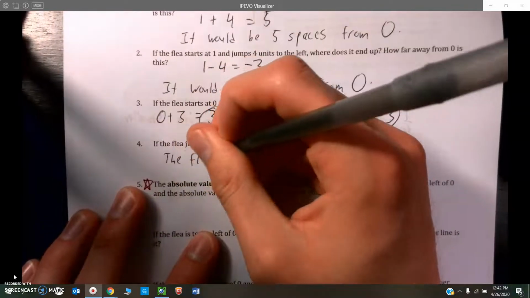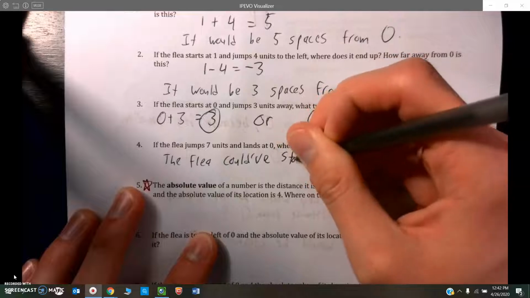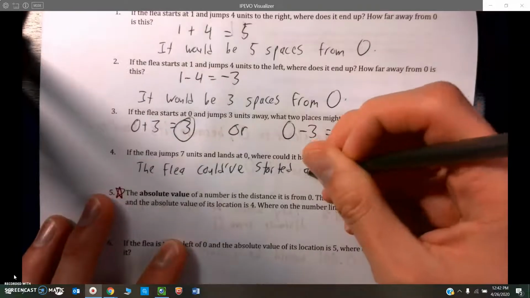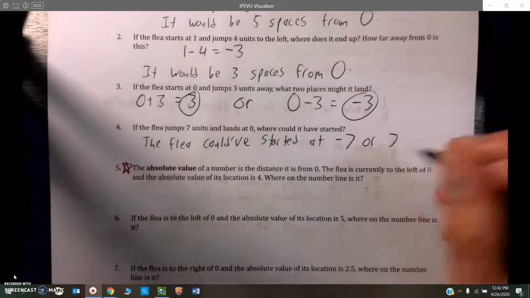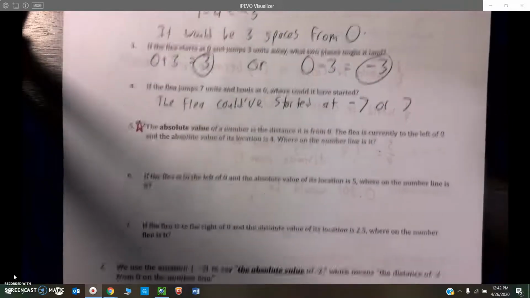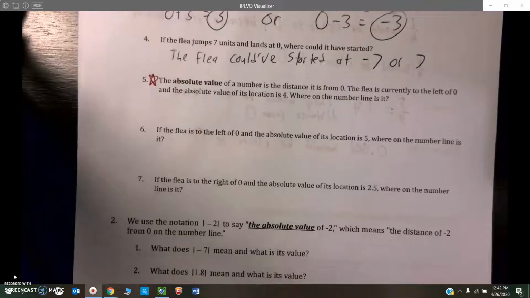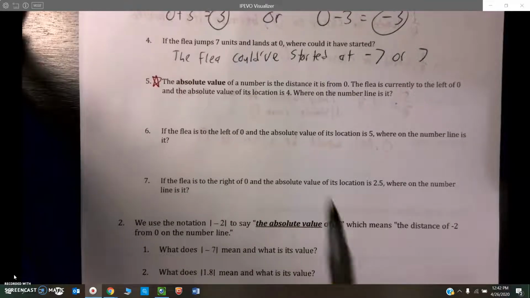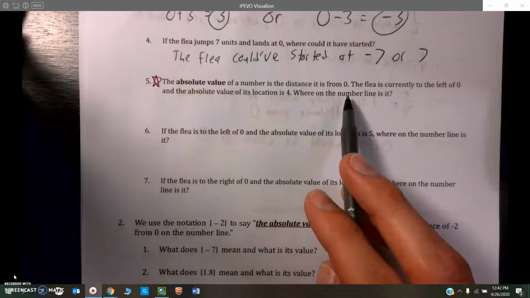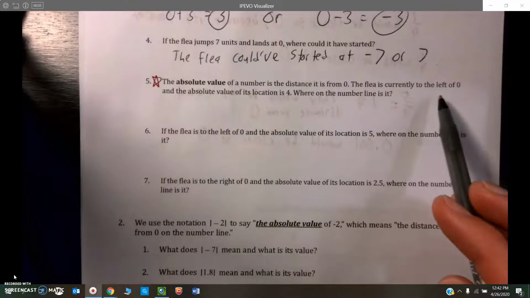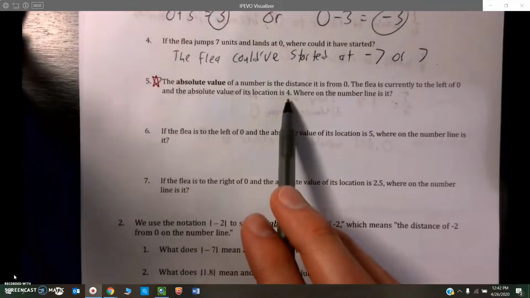So the flea could have started at -7 or 7 if it jumped 7 spaces and landed at 0. So now here is where that definition of absolute value is coming in. The absolute value of a number is the distance it is from 0. So the flea is currently to the left of 0, and the absolute value of its location is 4.